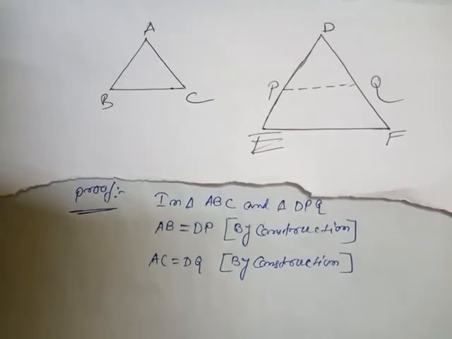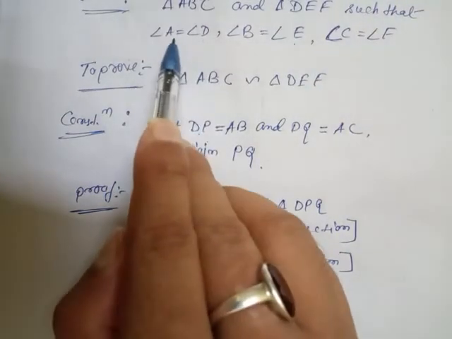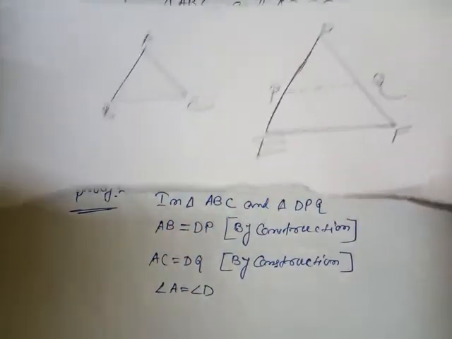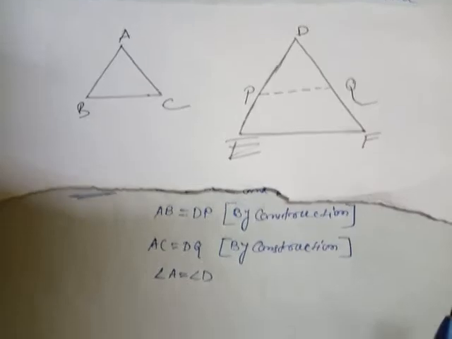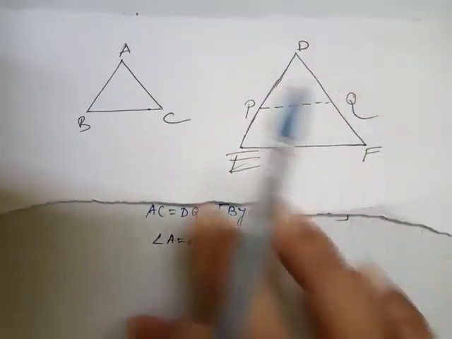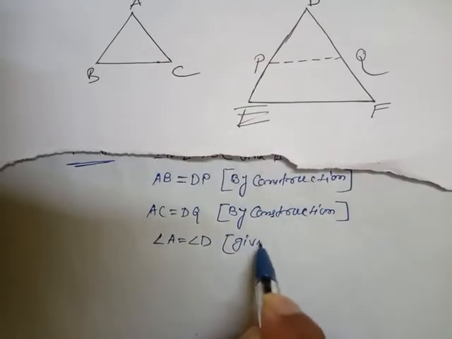Now look, one more thing: angle A equal to angle D, this is a given part. Look, given part is A equal to D, B equal to E, C equal to F. So angle A equal to angle D is given. We'll write here given.